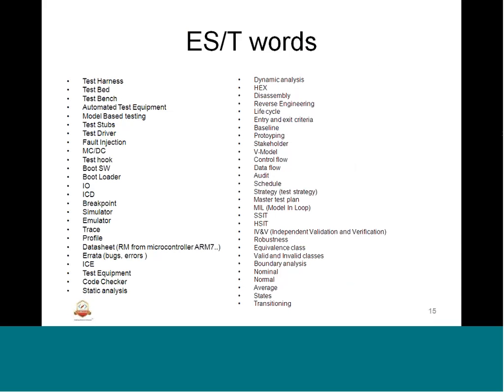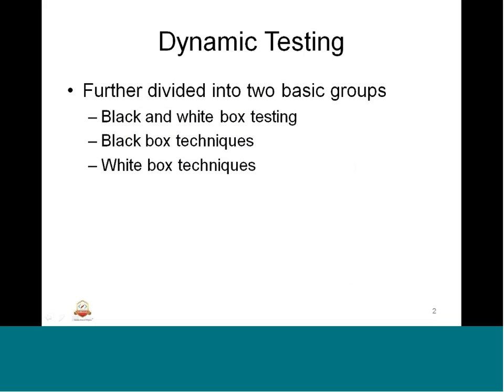So today we will discuss the white box testing technique. Before that I will just touch base on some of the dynamic testing aspects, which we had a session on sometime back. Dynamic testing is basically the testing done in real time, or during the execution of the software, and it is called dynamic testing. It is basically divided into two groups, white box and black box. There are various techniques for black box, and various techniques for white box.